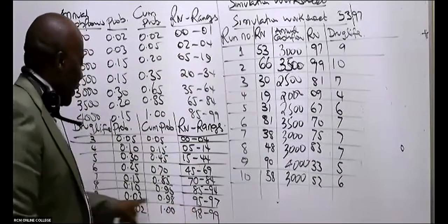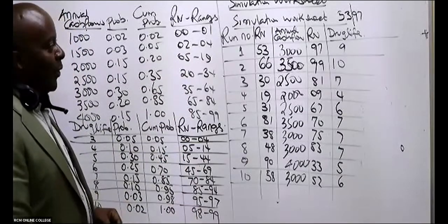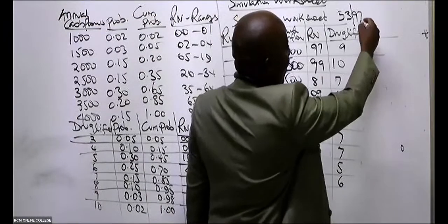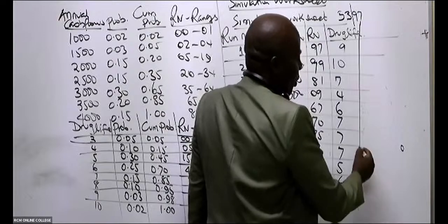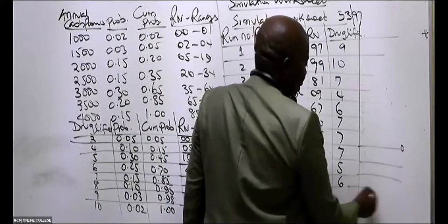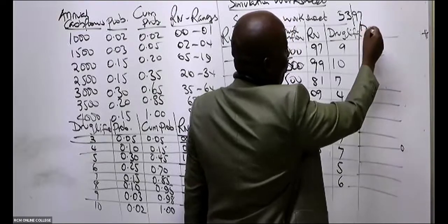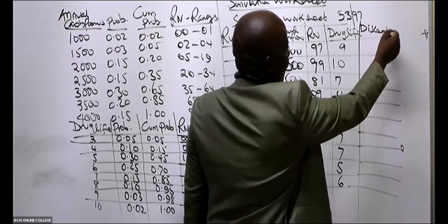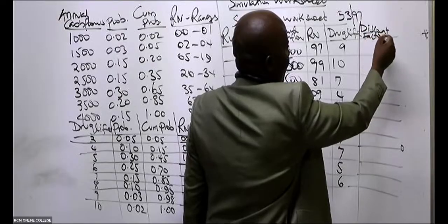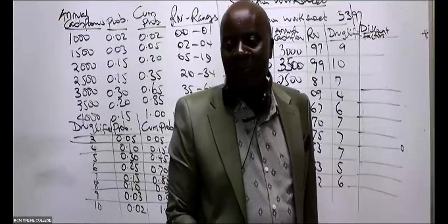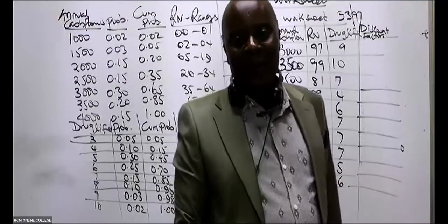97. It's 9 there. Now, come here and give me the discount factors. Now, I want to get NPV, remember. So I want to get net present value. So come here and give me what we call the discount factors. So do you know the cost of capital in this question? Have they given us the cost of capital?